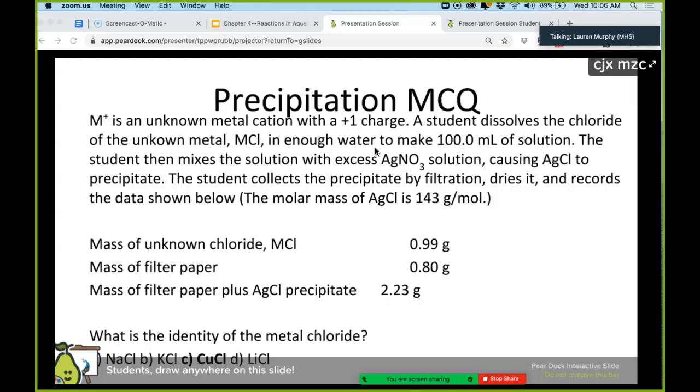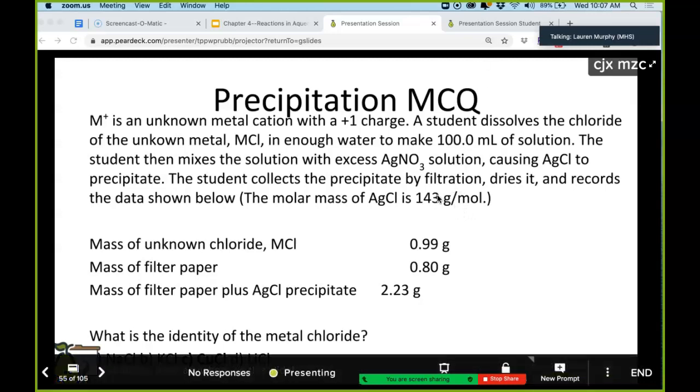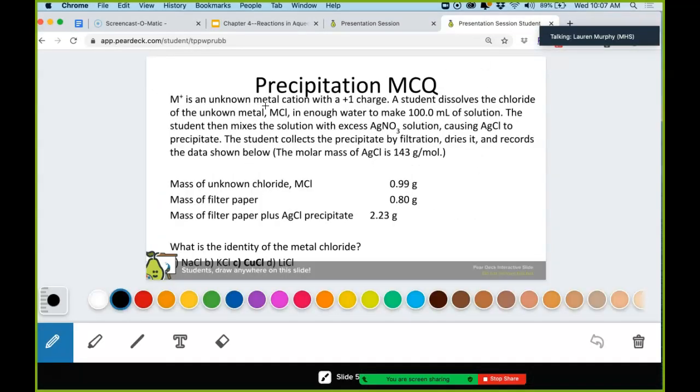Then they take the solution, this metal chloride solution, and mix it with nitric acid, which causes silver chloride to precipitate, so it's a solid. So the student collects the precipitate by filtration, and then they mass it and dry it. And let's talk about the reaction.